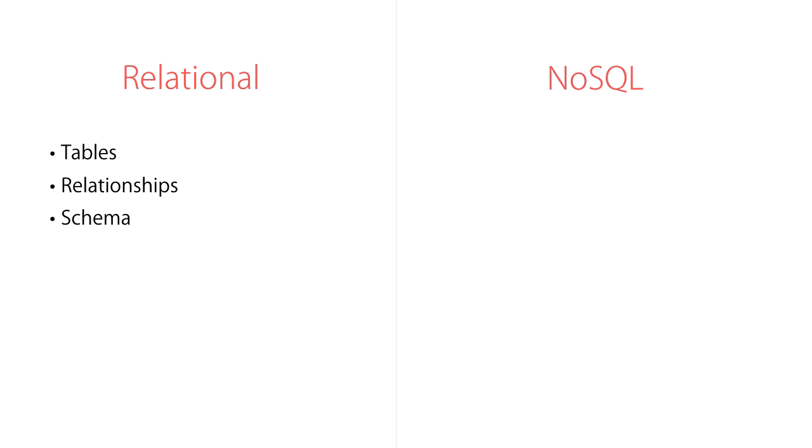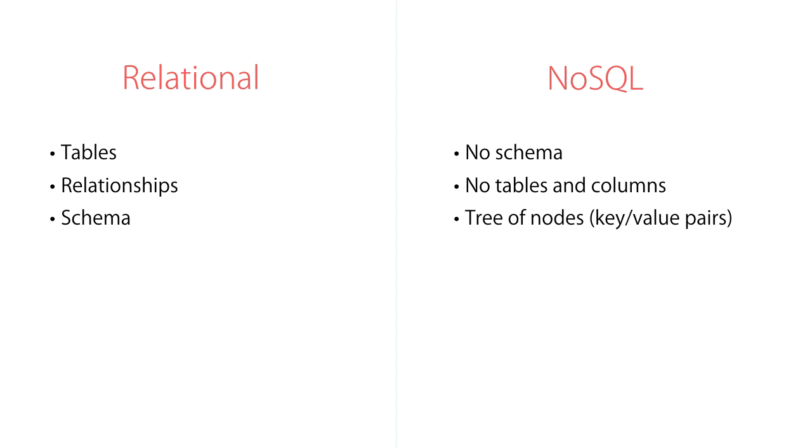In NoSQL databases, we don't have schema. In fact, we don't have any tables. We don't have any columns. Our database is essentially a tree of nodes. Each node is a key value pair. Now, this value can be a simple primitive value, or it can be a complex object. MongoDB is an example of a NoSQL database. Firebase databases are also NoSQL databases.